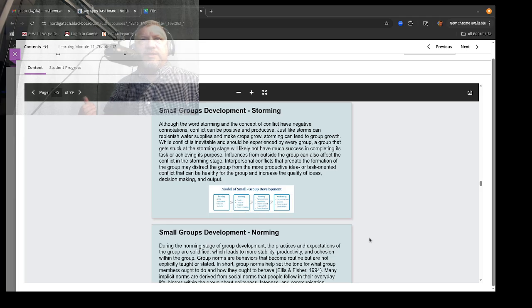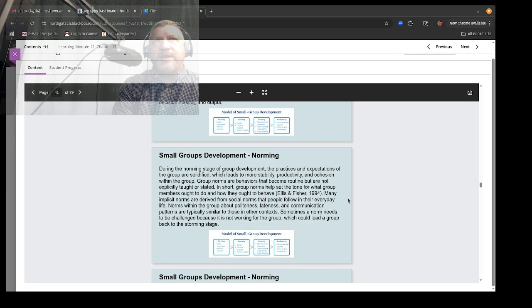Interpersonal conflicts that predate the forming of the group may distract the group from more productive ideas. Or task-oriented conflict can happen here, and that can create problems. But it also can be healthy for the group and increase the quality of ideas, the decision making, and ultimately the output of the group if handled properly. Conflict always has a potential for positive. It's up to us to make it happen.